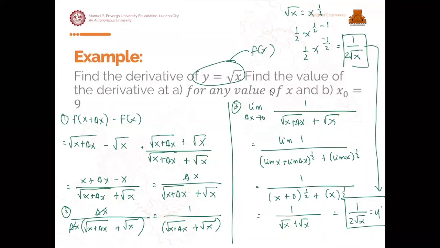Okay? Then for the question letter A, yung for any value of x, so ang sagot lang din natin is yung mismong equation lang din natin, no? So kahit anong value ng x yung ilagay nyo, yan yung magiging formula niya. Then sa B, kapag ginawa nating 9, so y prime is equals to 1 over 2 square root of 9. So 1 over 2 times 3, or 1 over 6. Okay? So okay naman tayo dito sa 3-step rule.